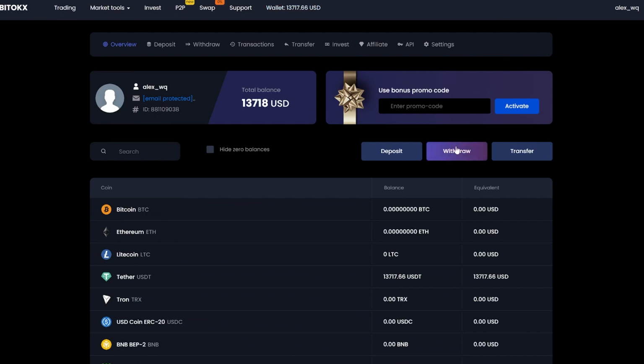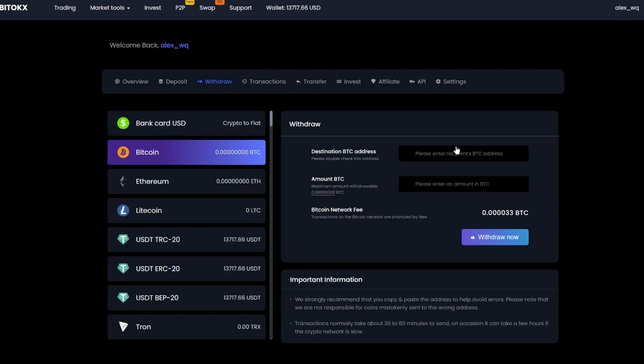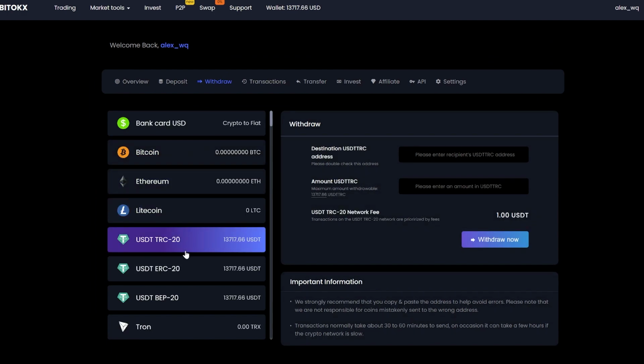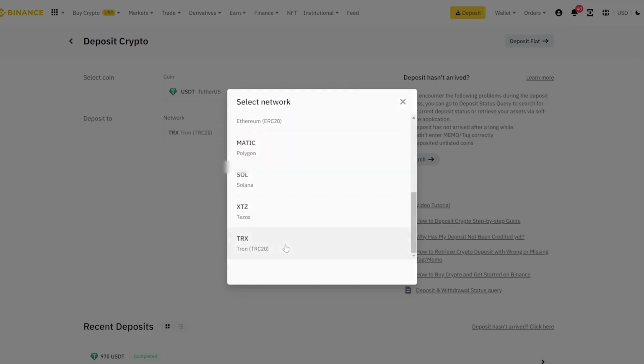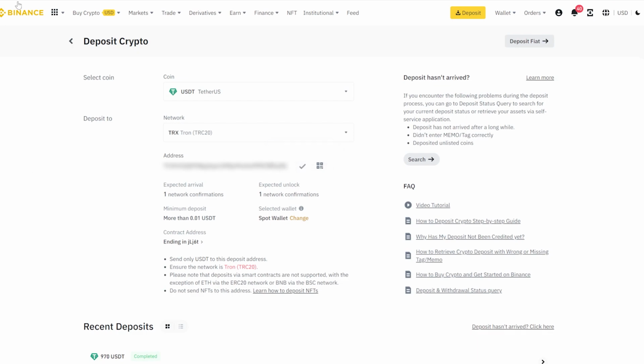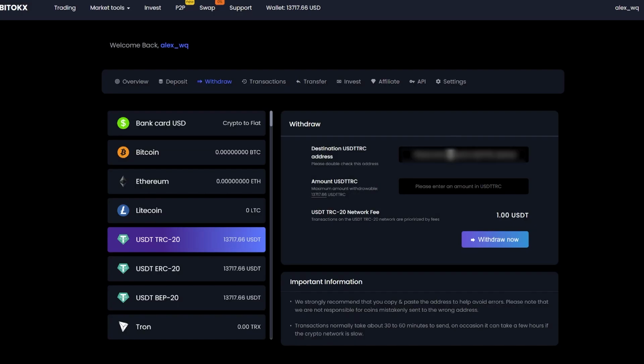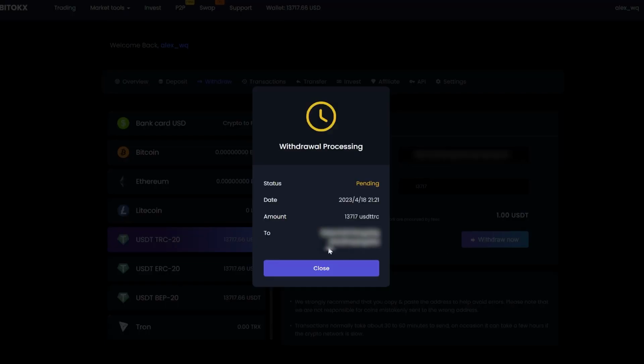Click on withdraw, select Tether, go to Binance to copy your USDT address. Insert your address. Enter the entire amount for withdrawal. Please note that the commission of the BITOKX exchange is $1. Click withdraw now and wait for the confirmation of the transaction in the blockchain.